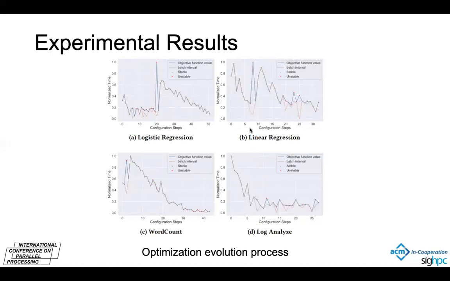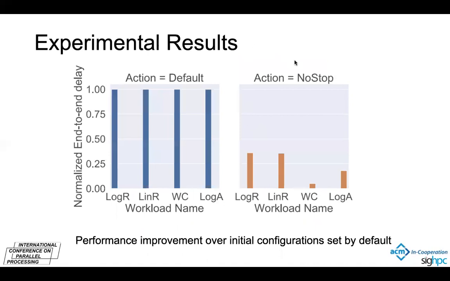We also compared our results with the default setting and the Bayesian optimization. This figure shows performance improvement over the initial configuration set by default. These results illustrate that NoStop significantly reduced end-to-end delay in comparison with the system's default configuration.